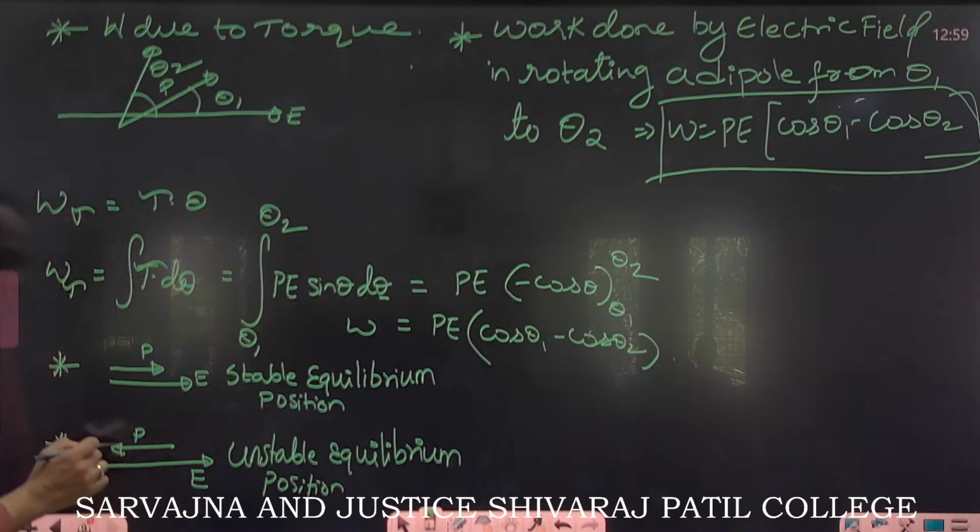Now if P and E are opposite to each other, what is the angle? 180. What is sine of 180? 0. So even when it is in this position, what happens? Torque is 0. In this position the torque is 0.